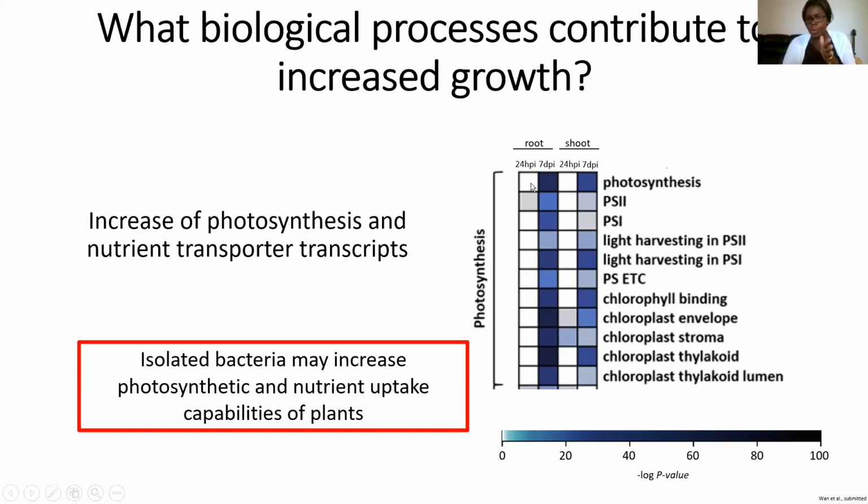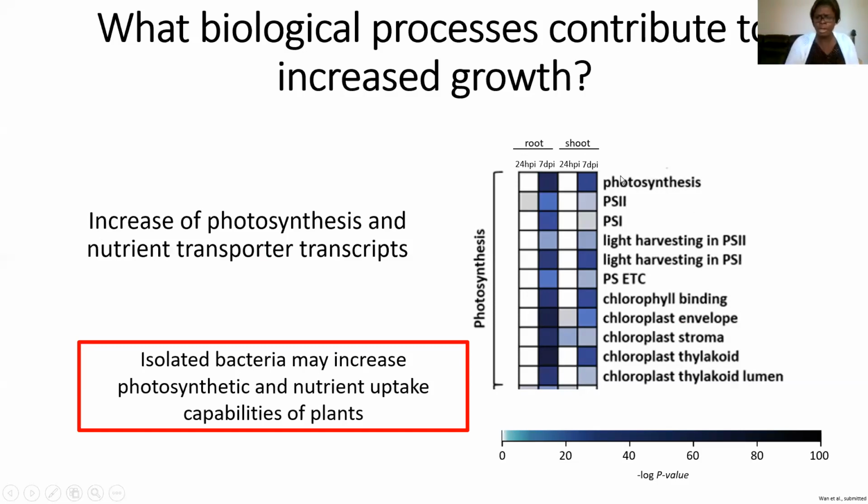And this square means the lighter the square, the lower the expression, the darker the square, the higher the expression. So we see that for photosynthesis in the roots, which is not surprising, at 24 hours post-introduction, you don't get that much activity. But at 7 days, the activity level has increased. Same thing in the shoots, where at 24 hours you don't get much, but at 7 days you get much. And that's because by day 7, the bacteria has already had enough time to interact with your plants.